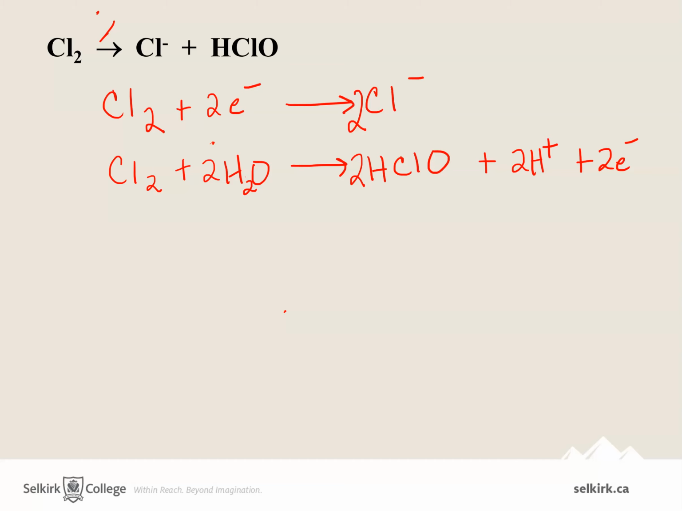All right, the purpose of all that so far was to balance half reactions. Now that they're balanced, we can combine them back together. But remember, I need the same number of electrons into one and out of the other.